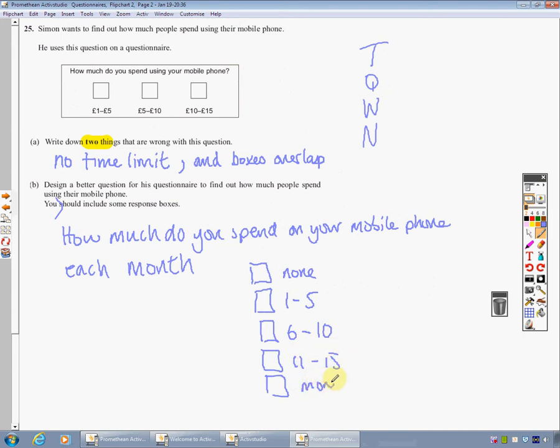It says, how much do you spend on your mobile phone each month? Well, I ought to put some pound signs in here if I wanted to, or I could cheat. Mobile phone, brackets, in pounds. And I saved writing out too many times. How much do you spend on your mobile phone in pounds each month? None. 1 to 5, 6 to 10, 11 to 15, more than £15. No overlaps. I'm quite happy with that question.